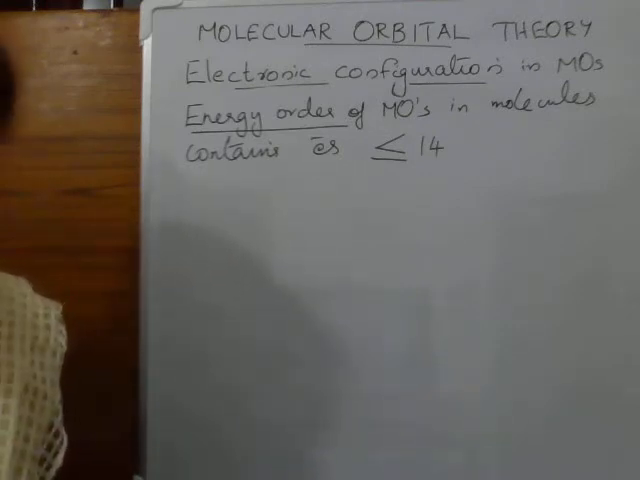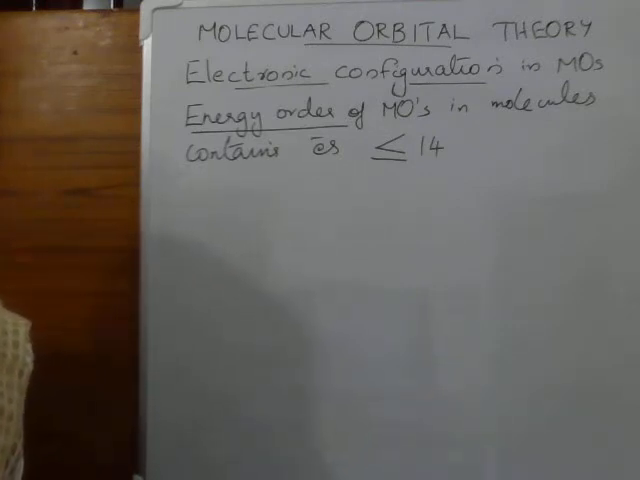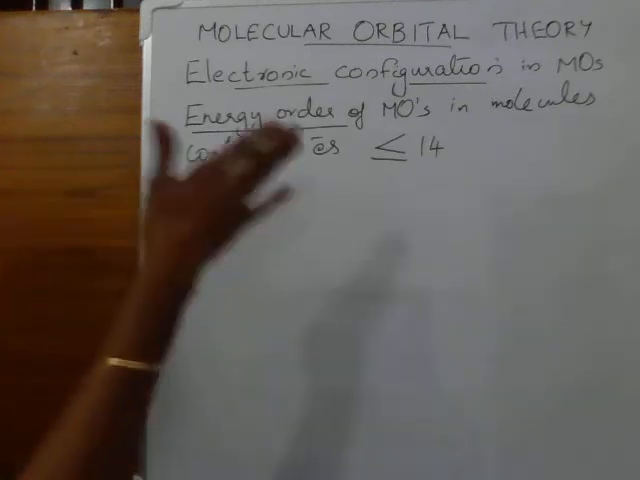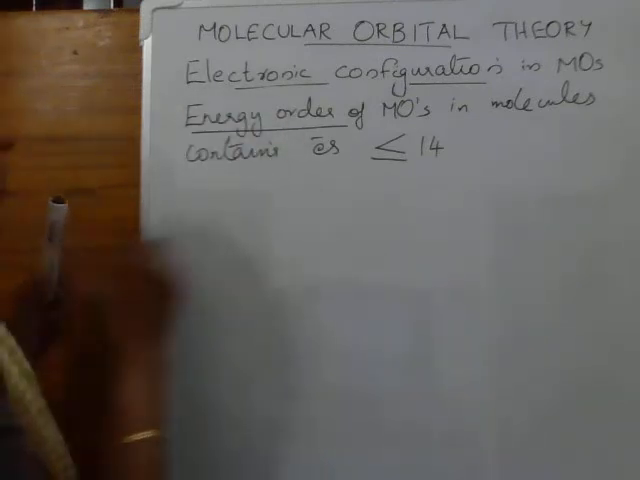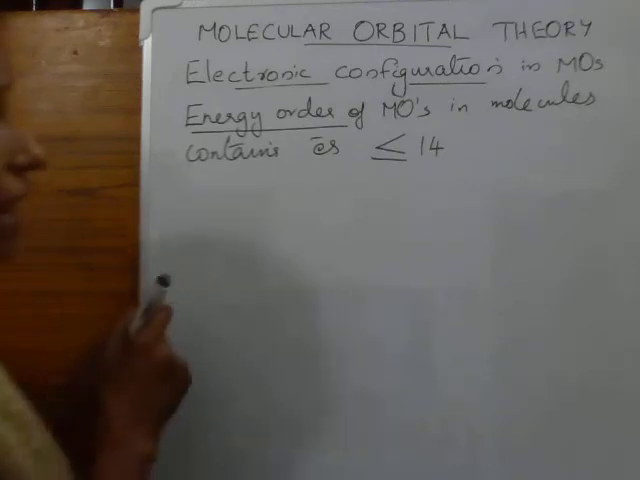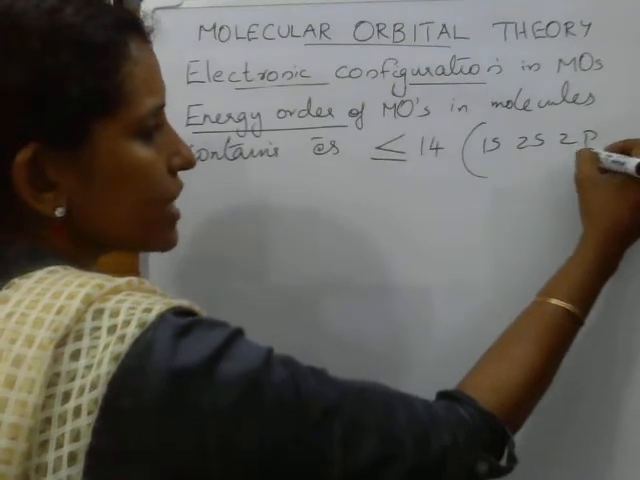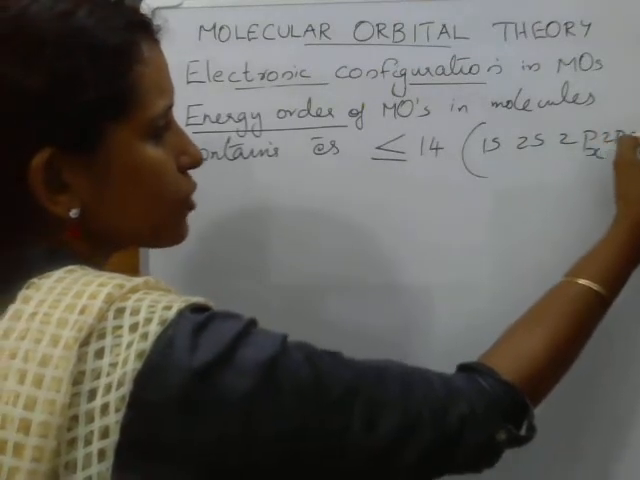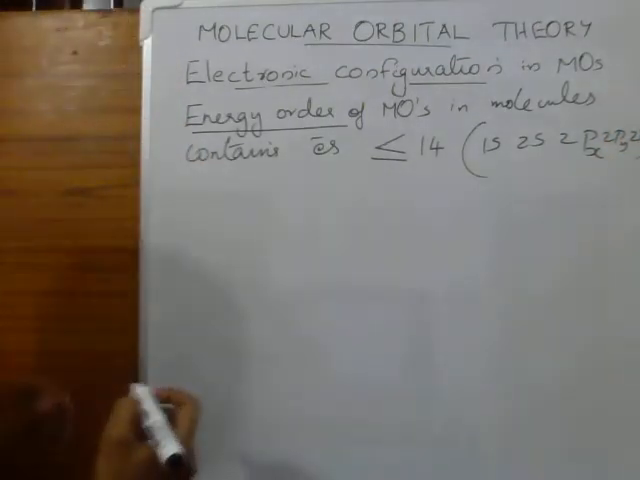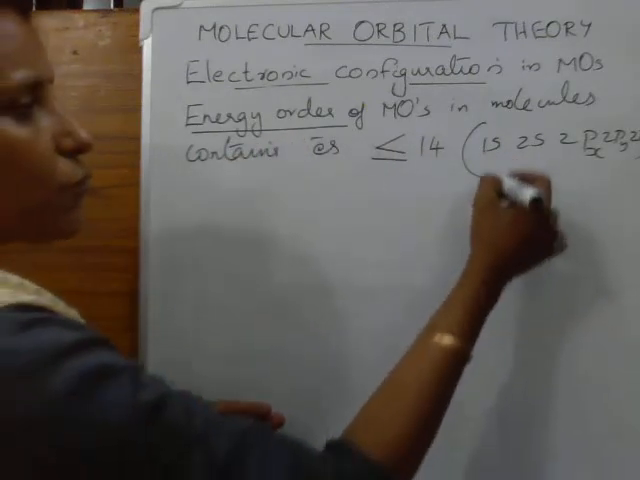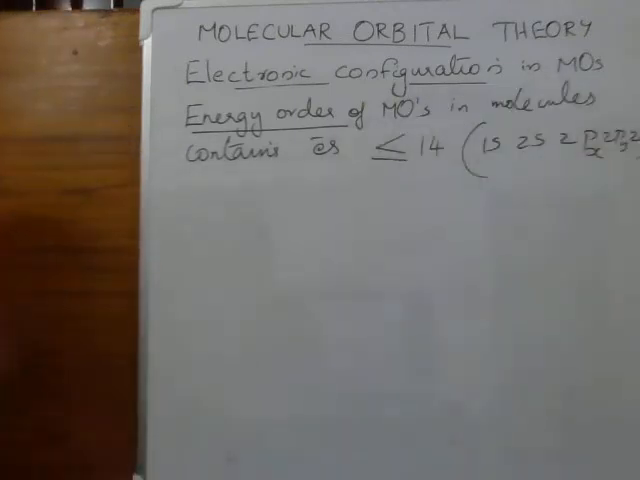This is obtained from spectroscopic data. Spectroscopy helps us to determine the energy of molecular orbitals. So, from spectroscopic experiments, the energy order of various MOs is obtained. You know the atomic orbitals: 1s, 2s, 2p. For 2p there are three, 2px, 2py, 2pz. Now we are going to write the energy order of molecular orbitals formed from these atomic orbitals.